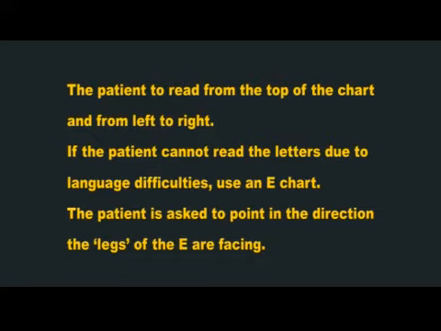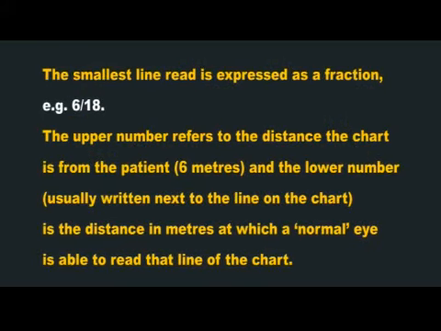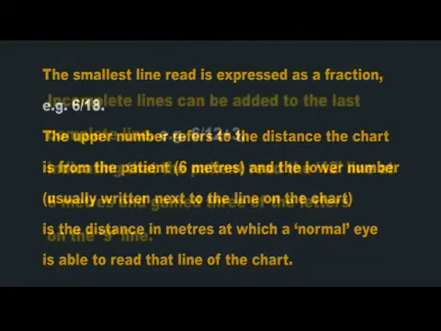If the patient cannot read the letters due to language difficulties, use an E chart. The patient is asked to point in the direction the legs of the E are facing. The smallest line read is expressed as a fraction. Example, 6 by 18. The upper number refers to the distance the chart is from the patient, that is 6 meters, and the lower number, usually written next to the line on the chart, is the distance in meters at which a normal eye is able to read that line of the chart.